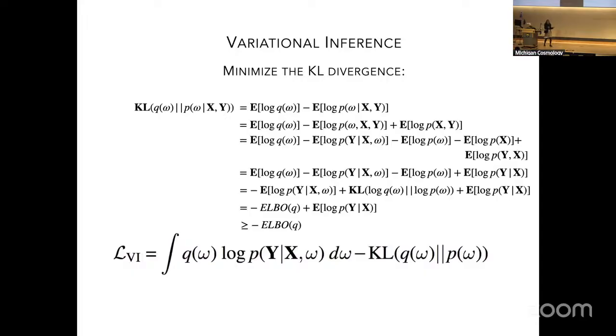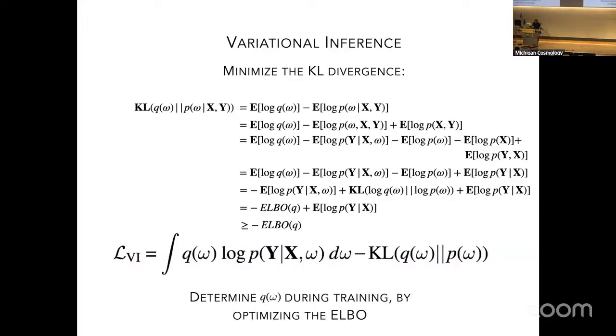So you know that you're going to have weights that make your Q as close as possible to the P without ever having needed to know P, which is kind of magic. But it's great. So we have an objective that we can work with now. So basically, during training, we try to find the parameters of the Q by optimizing the ELBO.